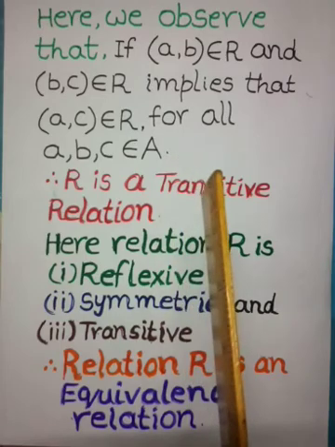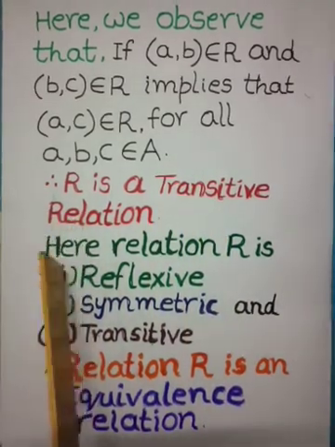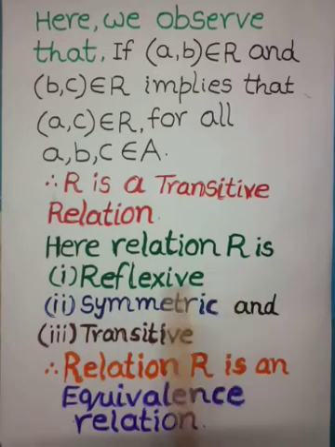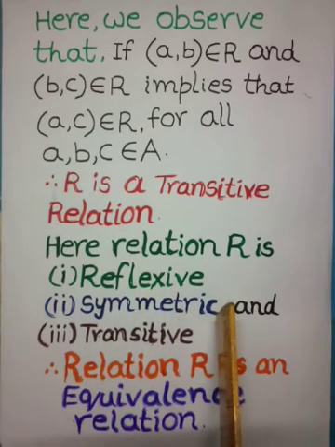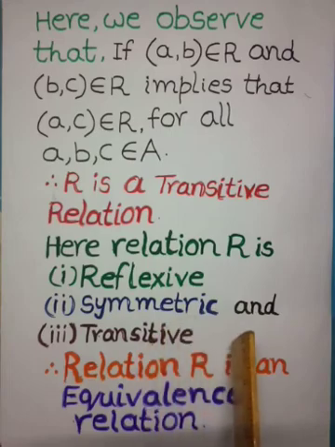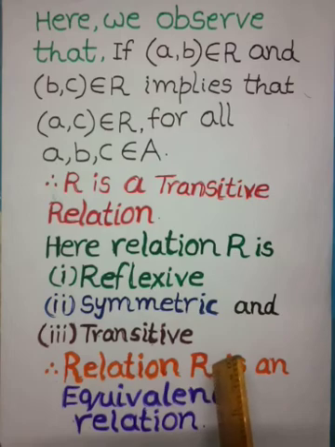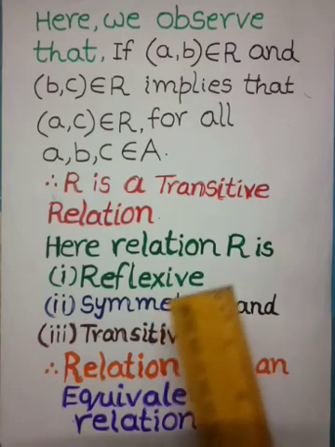Okay, my dear children. So here, relation R is reflexive, we proved here. It is a symmetric relation also and a transitive relation also. So finally, we can conclude that relation R is an equivalence relation. Understood, my dear children? This is how to prove a relation R is an equivalence relation.